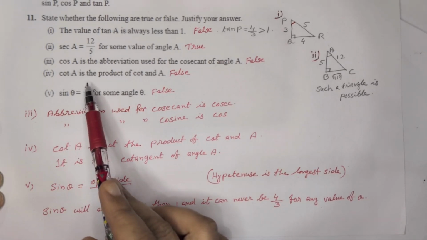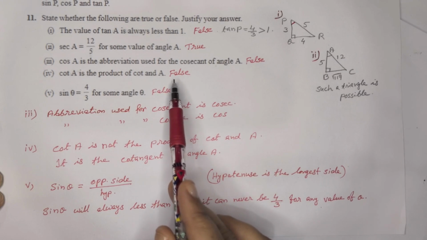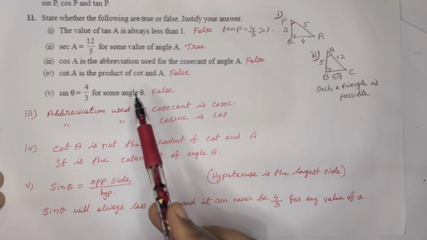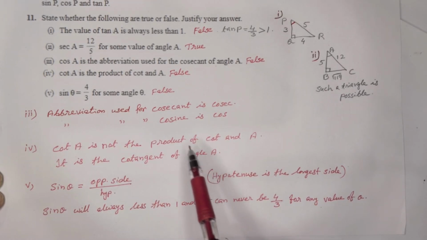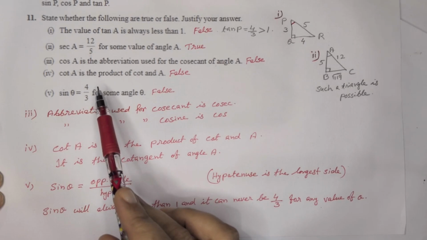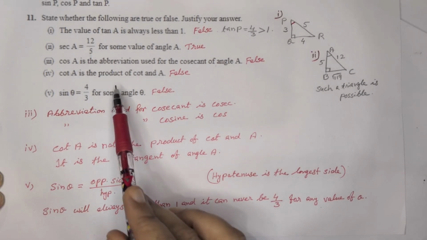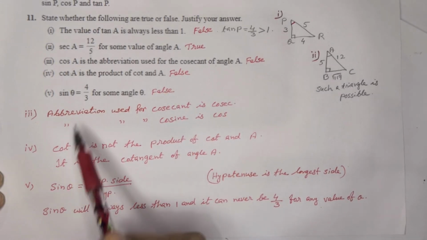Now the fourth one. Cot A is the product of cot and A. That is also false. It's not the product. Cot A means the cotangent of angle A. In a right angle triangle, we know that cot means adjacent by opposite. So not the product. That statement is wrong.